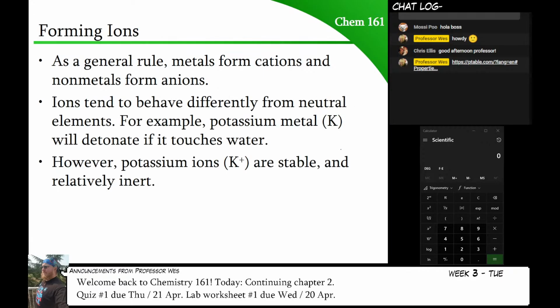Now, ions behave differently from elements because of their electronic structure. Adding or removing electrons changes the stability of the ion or atom that we're talking about. Potassium metal, for example, very unstable. Its valence electrons will hop ship very quickly on contact with water. And in doing so, we create a very violent explosion. We're going to show why this is in Chapter 3.